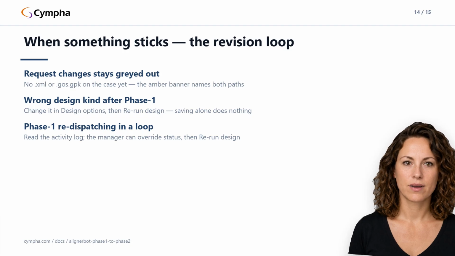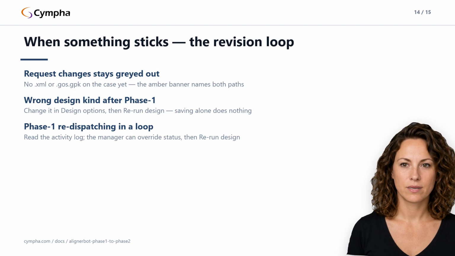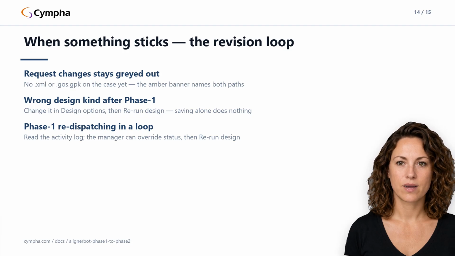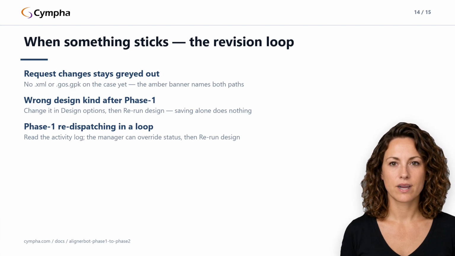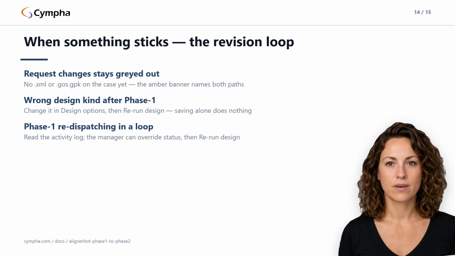Number 6, the case keeps redispatching Phase 1 in a loop. Go to the activity log first and read what's actually driving each pass. The log will show you what triggered every dispatch, and usually that explains it. If the case is genuinely stuck, the lab manager can override its status from the case page, and once it's in a sane state, use Rerun Design. Failing that, cancel the case and resubmit it fresh.